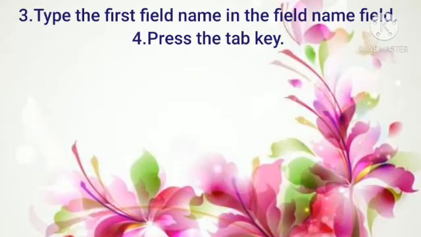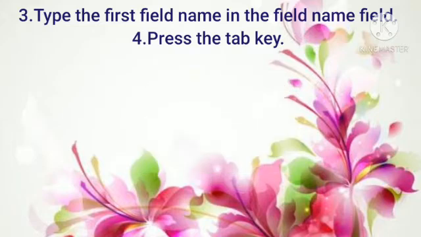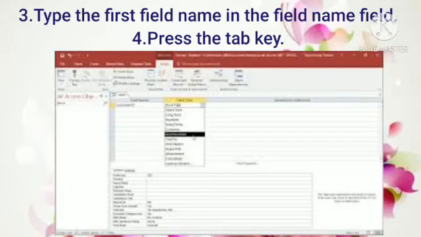Type the first field name in the Field Name field. Press the Tab key, select the data type from the Data Type field by clicking the drop-down arrow button applicable to the field name. Press the Tab key to move to the Description column and type in the description of the field, for example, GR number of the student. This is a detailed description of the field and is mainly for future reference. The Description column is optional.